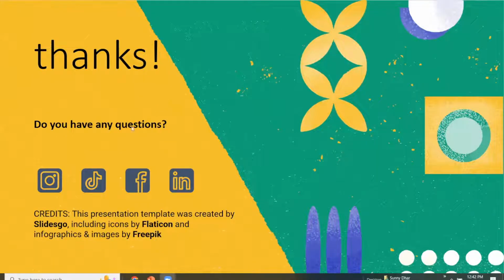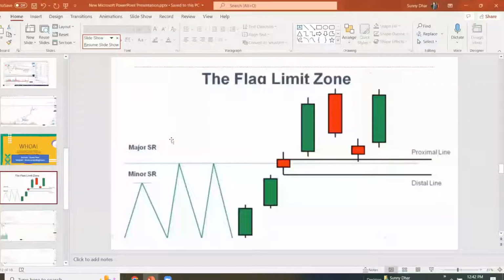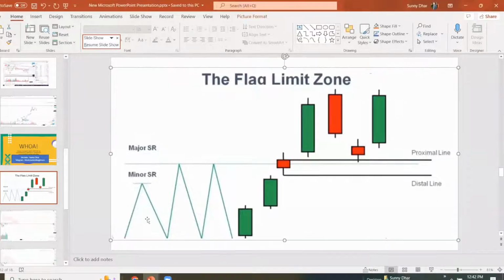See, which shares to pick, that is your personal choice. The concept can be taught. Wherever you see this FTR and flag limit, whatever I have taught, in whatever stock, there is no scanner that will scan for this. So you have to learn this and you have to search. On the chart, in whatever stock either flag limit or FTR is formed.